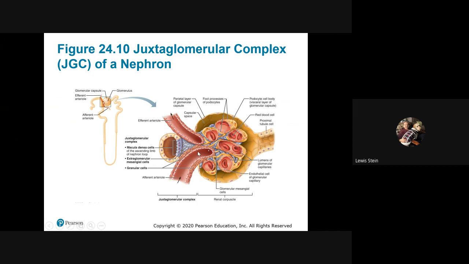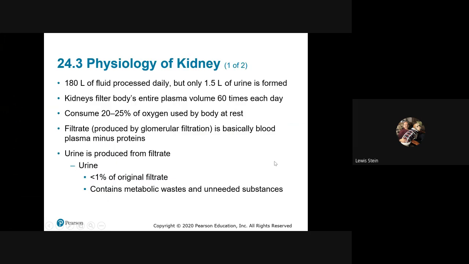If you have to get rid of fluid to lower blood pressure, we let more in. We open this up, we close this. That way there's more blood circulating through. We create more filtrate. If you have more filtrate, you're going to make more urine and get rid of water. And similar variations here. I'm not going to go into the physiology of it. As you can see, there's a lot of processing that goes on.